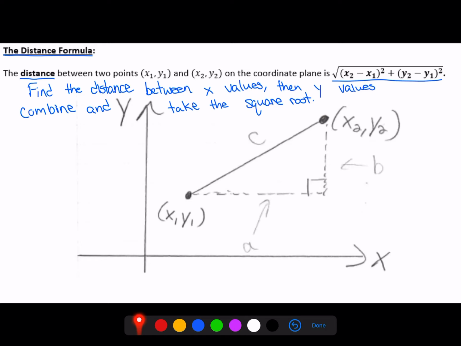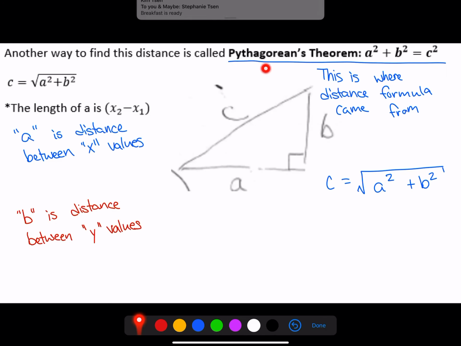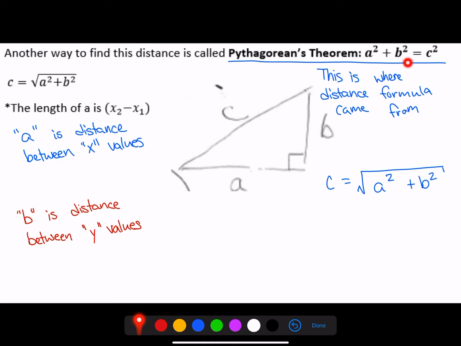Now, you may notice this A down here, and this B over here, and notice that we can also make a right triangle out of it. Well, that leads us to being able to use Pythagorean's theorem. Pythagorean's theorem is just a squared plus b squared equals c squared, where a and b are the legs of a triangle, meaning they're connected to the right angle, and then c will always be opposite the right angle.